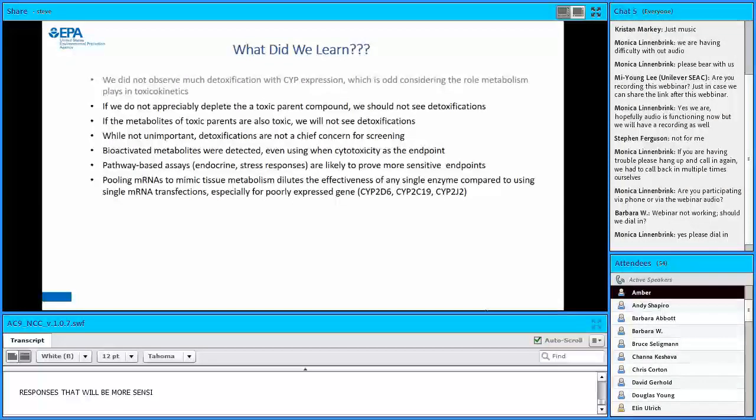And the other thing that we learned was that pooling the mRNAs to mimic tissue metabolism like we did for the liver really dilutes the effectiveness over using an mRNA encoding a single enzyme, especially for the poorly expressed genes. So if 2D6 or 2C19 or 2J2, which I showed you in some of those examples in the cytotox study, were capable of bioactivating certain compounds, if you use this in a liver mix where you only have 3% 2D6, 3% 2C9, and 1% 2J2, you're going to miss those.